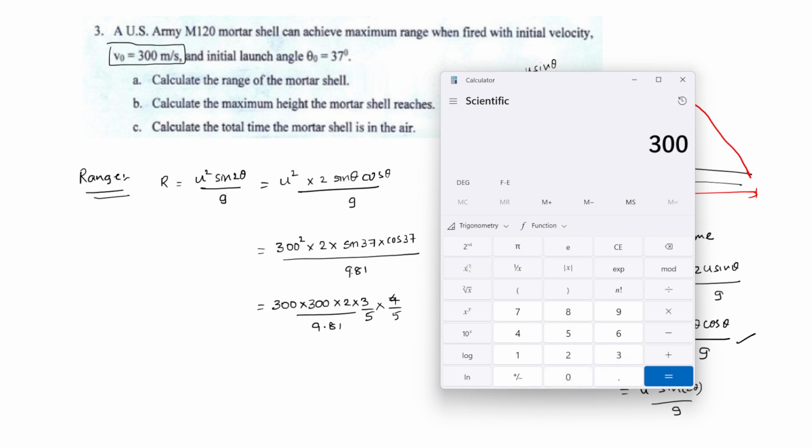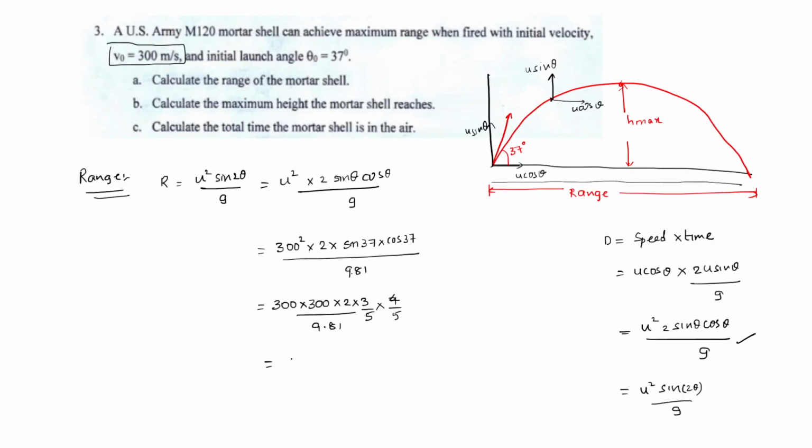300 squared times 2 times 3 times 4. This is the numerator, and the denominator we got 9.81 times 5 times 5, which is 25. So it will be approximately 8,807 meters.